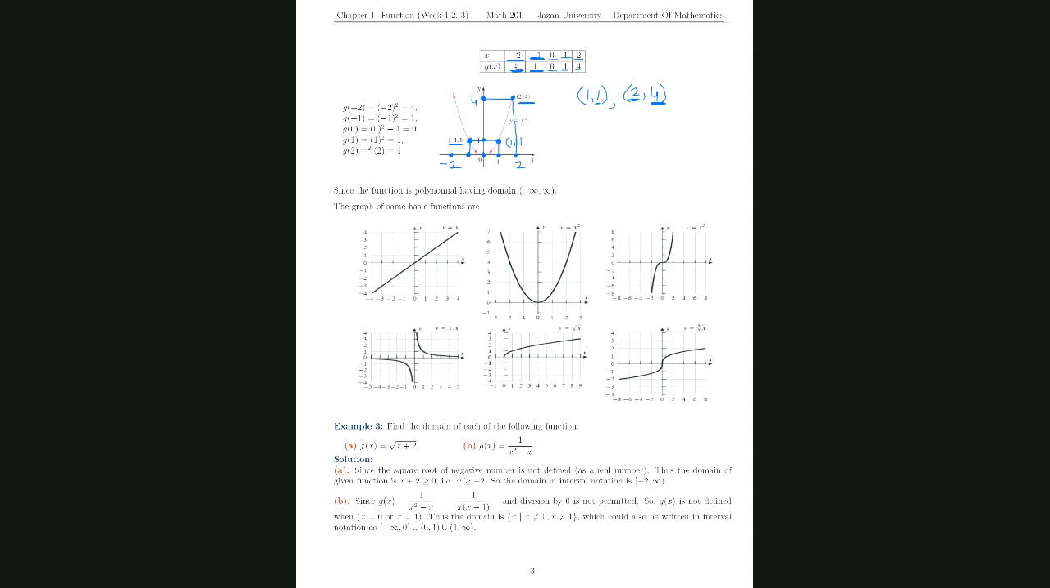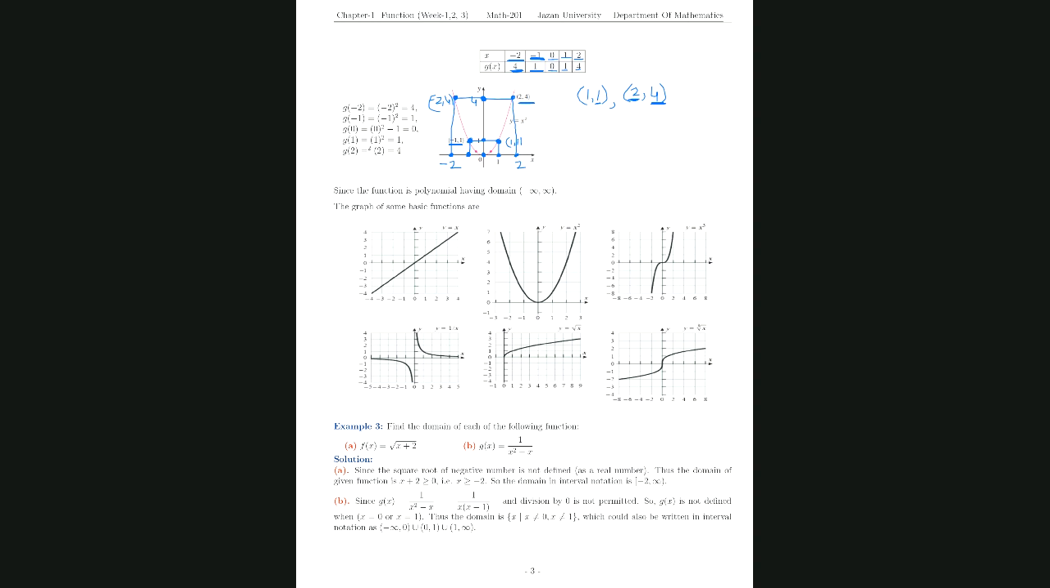So connect this point and connect this too. Here x equals minus 2 and y equals 4. This point is here. After that, connect all the points and you will get the graph.